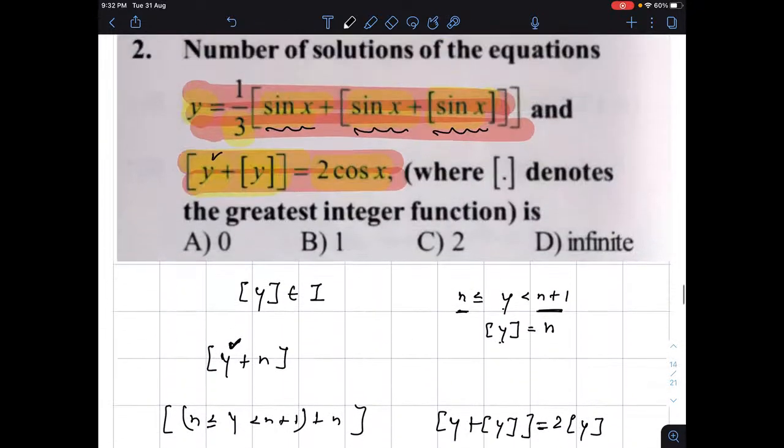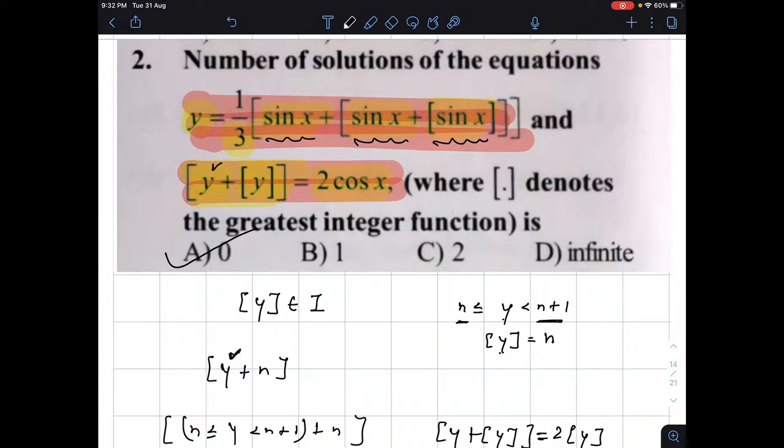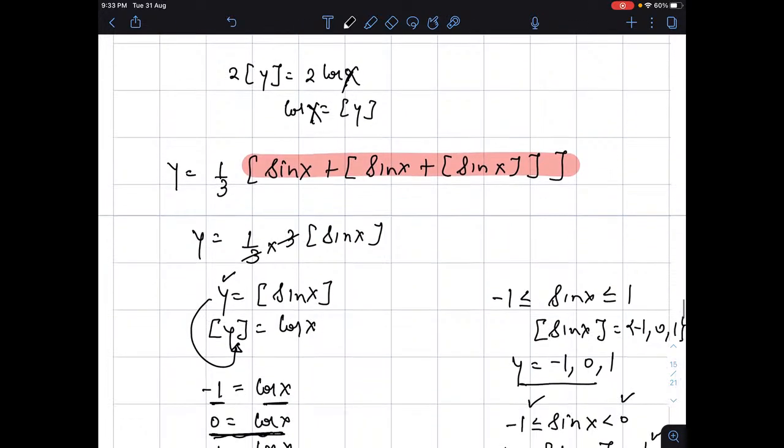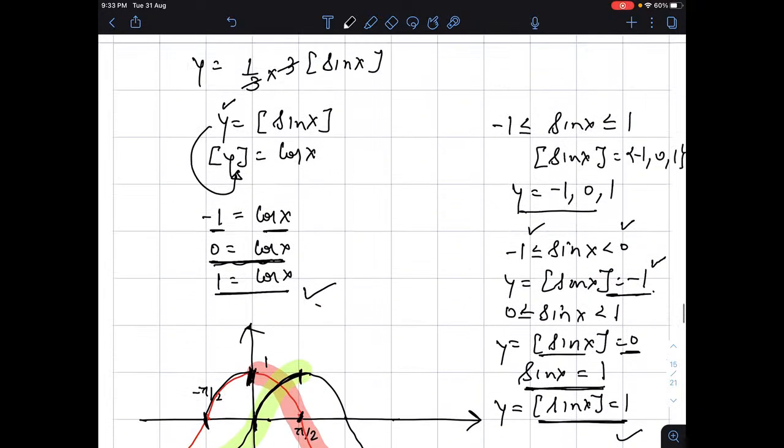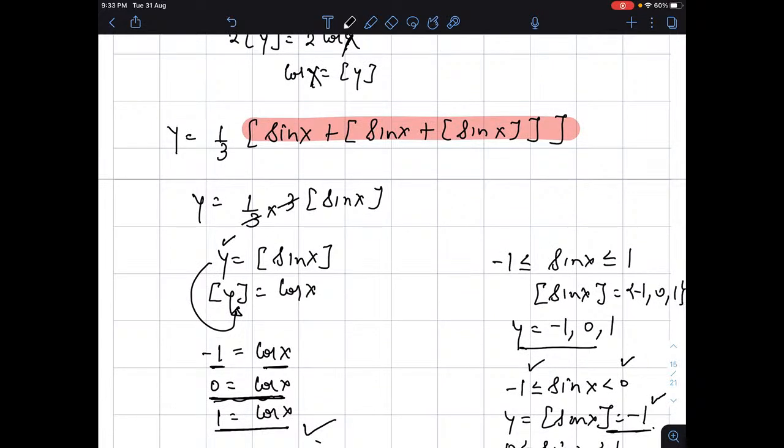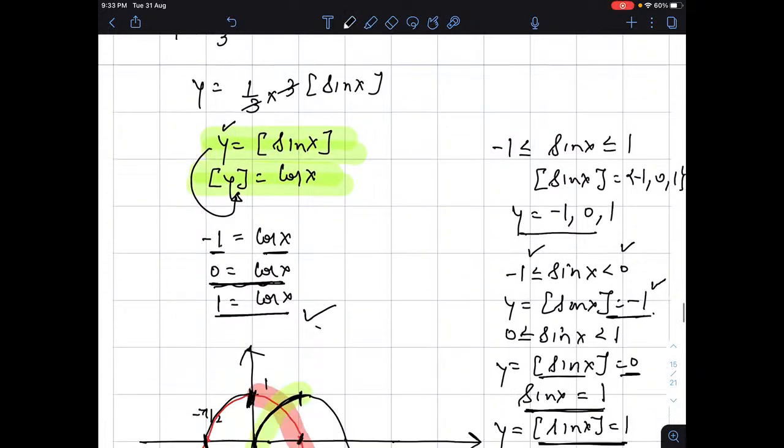So how many solutions are we going to get over here? 0 solutions. Just comment yes in chat box if it is clear to you. Guys, concurrently means at the same time, simultaneously. The greatest integer function of y becomes equal to cos x, and the greatest integer function of sin x becomes y. Simultaneously these two things are not holding good. That's why it is having no solution.